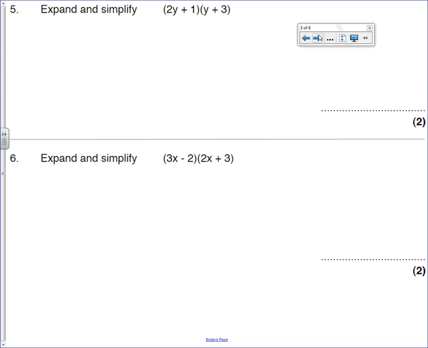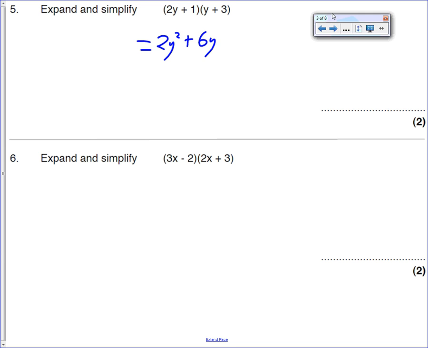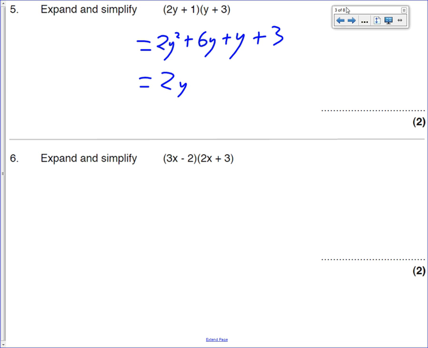Number 5, onto double brackets now. So in double brackets, you've got to make sure everything in the left bracket gets multiplied by everything on the right bracket. So first we'll do 2y times y, 2y squared. Then we'll do 2y times 3, which is 6y. Then we'll do 1 times y, which is y. We'll do 1 times 3, which is 3. That simplifies to 2y squared plus 7y plus 3.